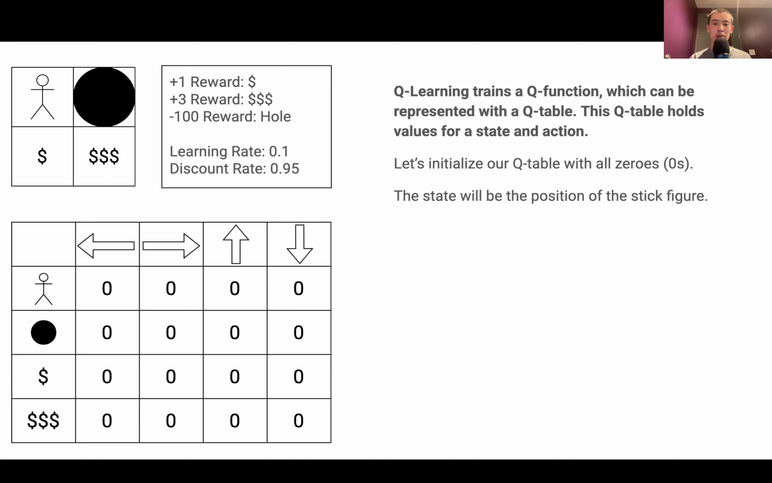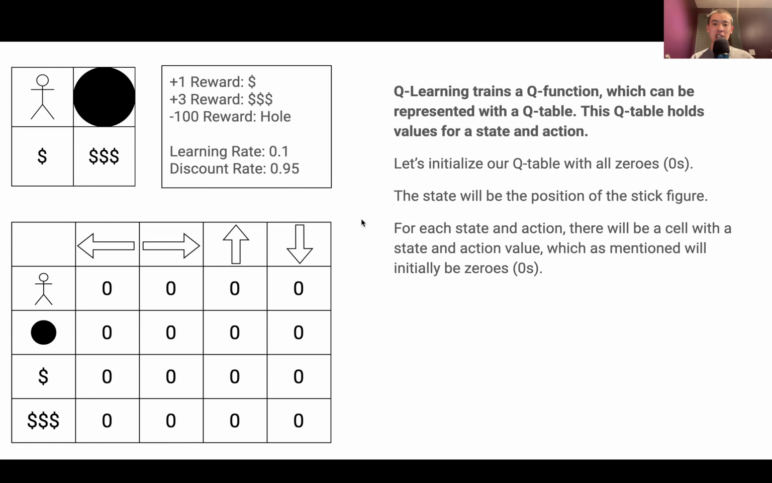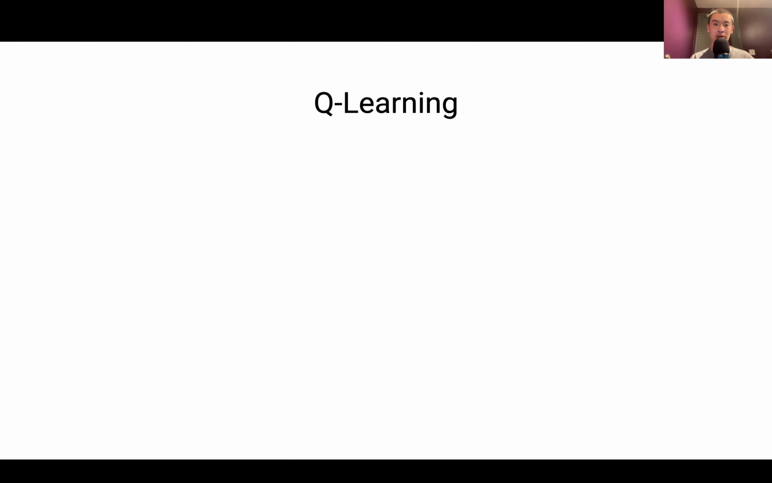The state will be the position of the stick figure. So there's 4 positions. There will be 4 different states available. So we have 4 different rows. For each state and action, there will be a cell with a state and action value, which as mentioned will initially be zeros. The episode will end if the stick figure falls into the hole or collects the money.